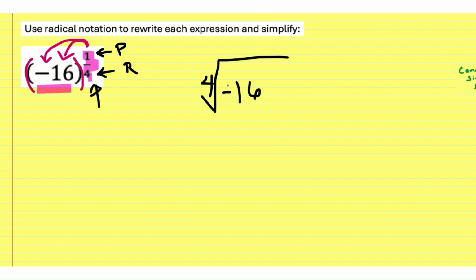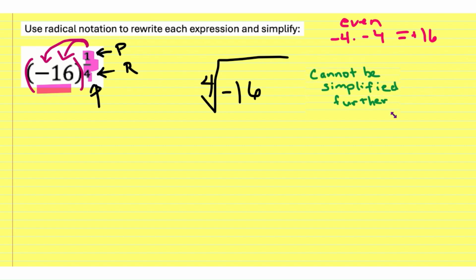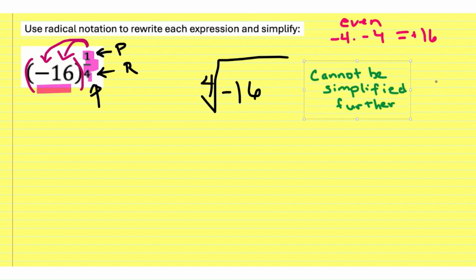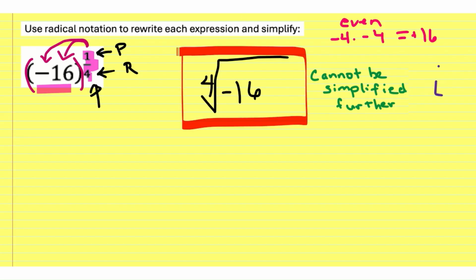However, can we take an even root of a negative number? No, we cannot, because if we have a negative 4 times a negative 4, that is going to give me a positive number. So anytime it's an even root, you cannot take the even root of negative numbers without incurring an imaginary i. This cannot be simplified further without bringing in a complex number like the imaginary i. Therefore, this is as simple as we can go to put it in radical form.